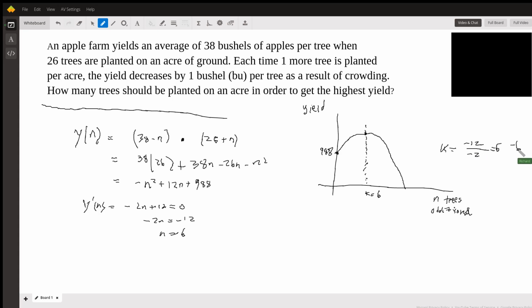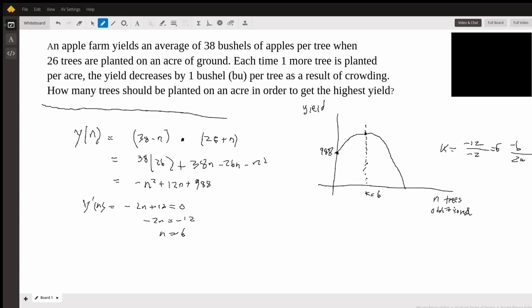Here we're using this formula, negative b over 2a. This is something you learned in algebra 2. So negative b is negative 12 and a is 1, so it's negative 12 over negative 2. It's negative b over 2a. So that's coming from algebra. This answer, y prime of n set to 0, that's coming from calculus.